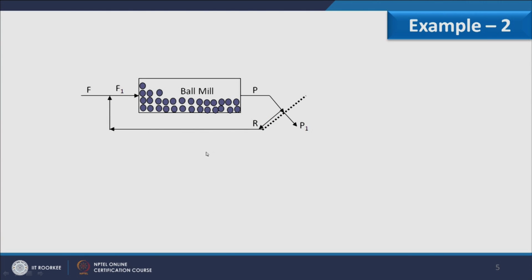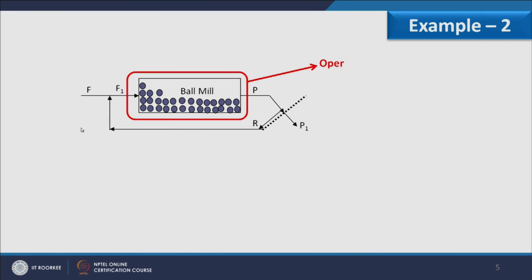Now, in this diagram, what is the open cycle and what is the closed cycle, or what is open circuit and what is closed circuit? In an open circuit, material passes in from one end of the crusher and leaves from the other end. So, considering this, if we enclose the ball mill and consider the input and output streams of this enclosure, F1 would be the input and capital P would be the output.